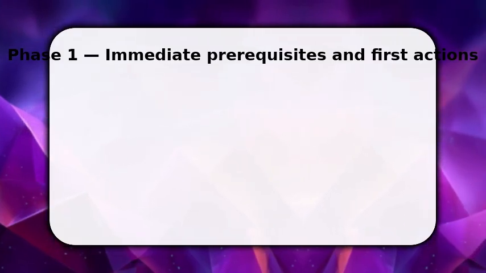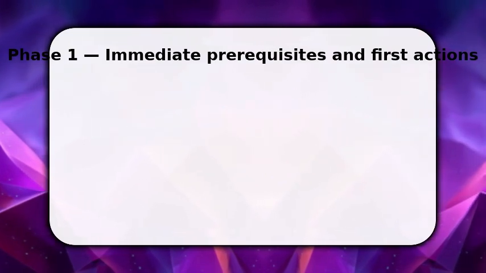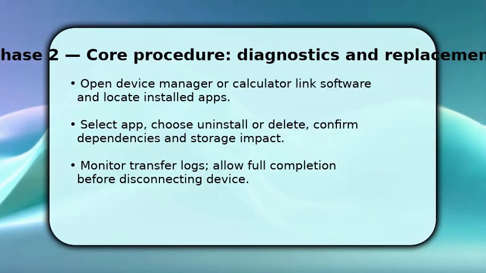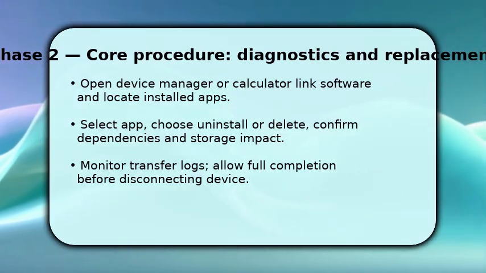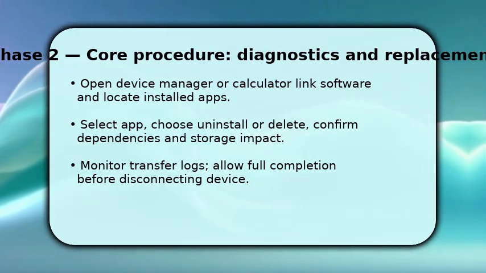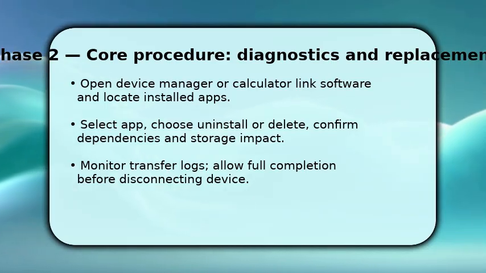Connect the device to your computer. Open the manufacturer link software and view installed apps to select targets for removal. You now execute the removal. In the link software, locate installed apps or packages and select the specific app you want removed. Click uninstall or delete, and when prompted, review dependencies. Some apps share libraries, so remove only what's safe.